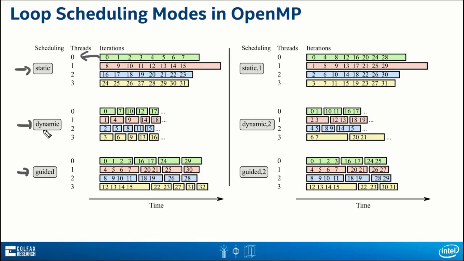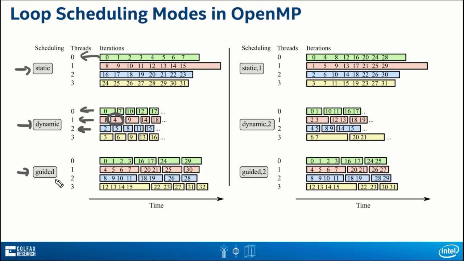The dynamic mode does the opposite. It assigns only a few iterations to every thread, and then the scheduler waits for one of the threads to become available. Whichever thread finishes its work first gets the next chunk of work. So you can get great load balancing, but potentially you can experience high scheduling overhead.